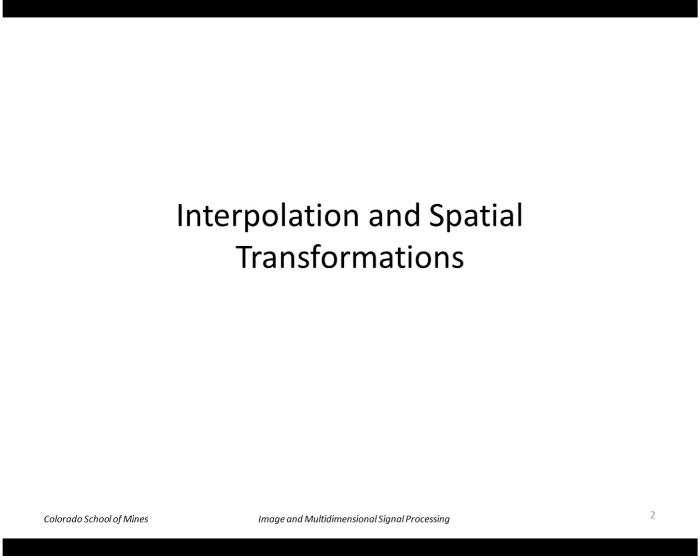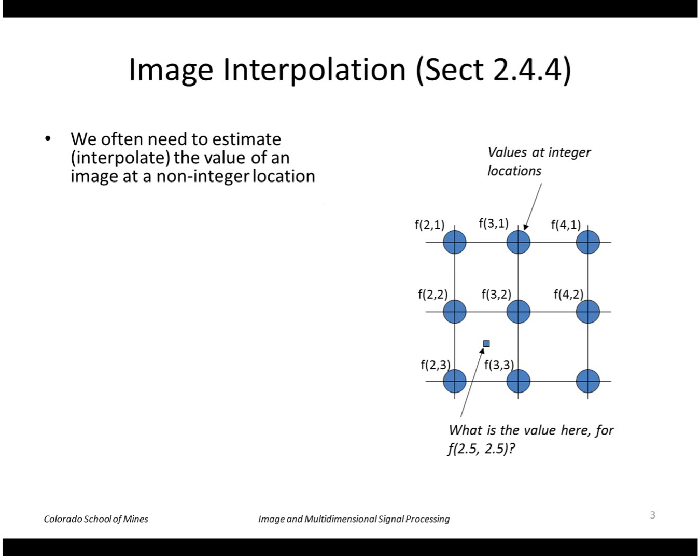We're going to talk about interpolation and spatial transformations of images. So we often need to estimate or interpolate the value of an image at a non-integer location. So if we know the values of an image at these integer locations, basically f(2,1), or I'm sorry, (x2, y1), (x3, y1), etc.